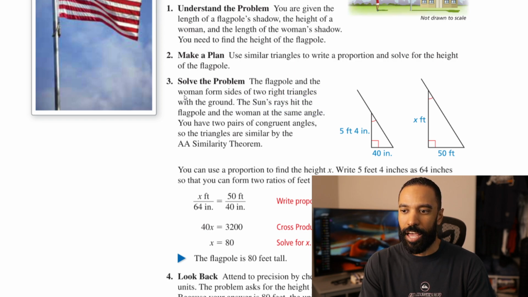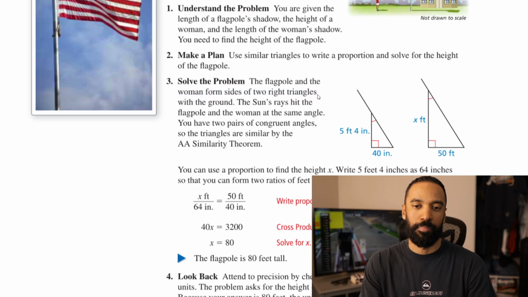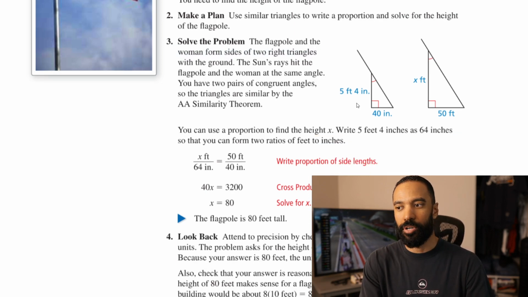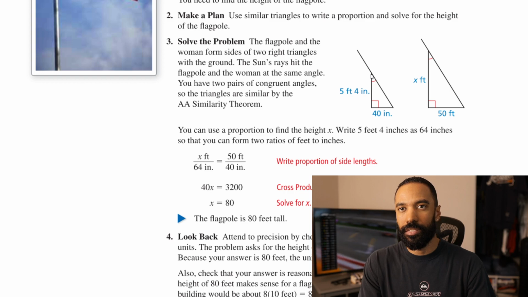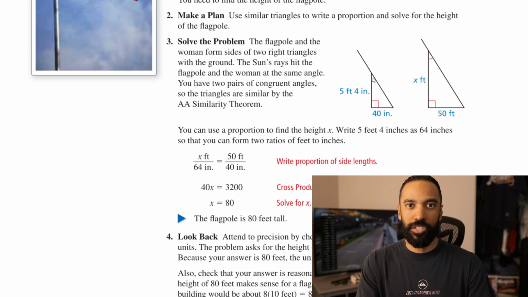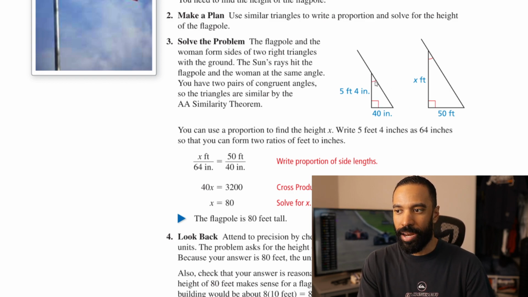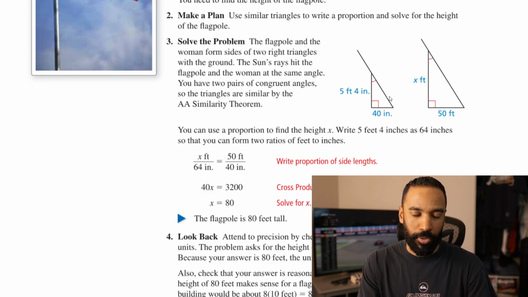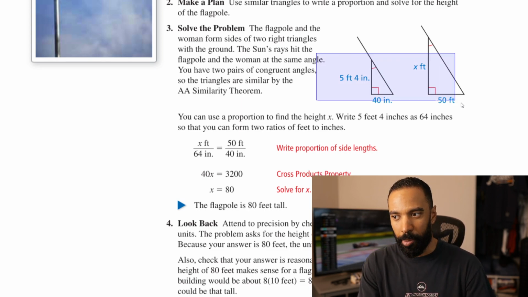The sun's rays hit the flagpole and woman at the same angle, and they're both forming right angles because they're perpendicular to the ground. So that's the important part to understand. These are similar triangles. We have congruent right angles, and the angle of the sun ray off the top of the flagpole and off the person. So you build a proportion off of that.